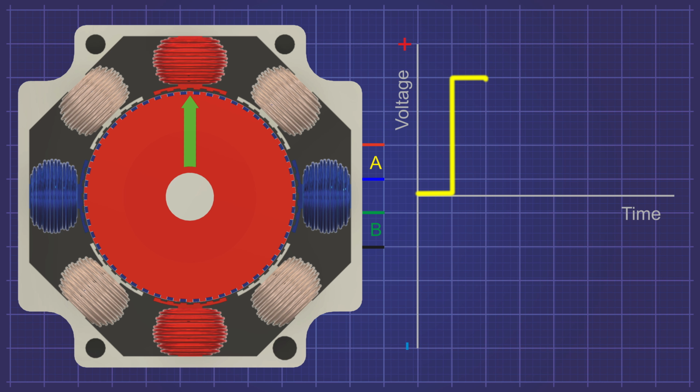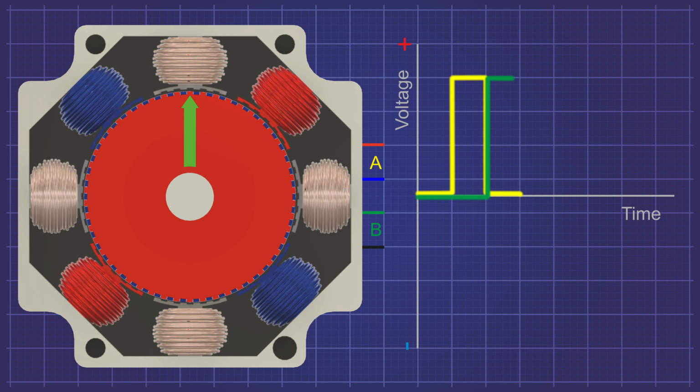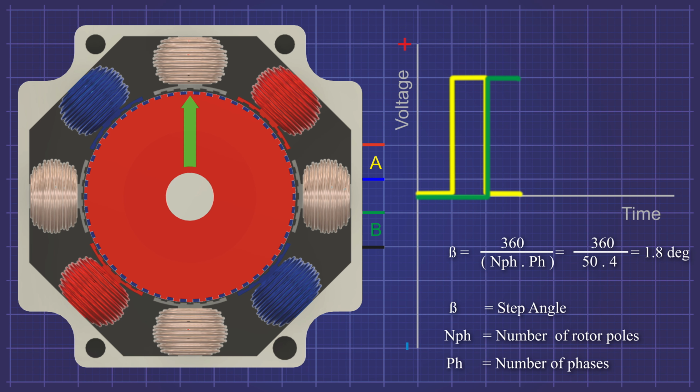So now when putting the rotor back in, the teeth of the red coils are exactly in line with the blue disc of the rotor, and the opposite is true for the blue coils, which are attracting the red disc of the rotor. Now when de-energizing coil A and energizing coil B, we see that the same thing is happening, and the rotor will rotate 1.8 degrees since there are 50 teeth on the rotor.